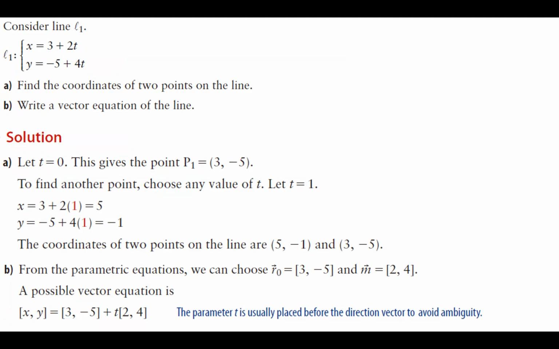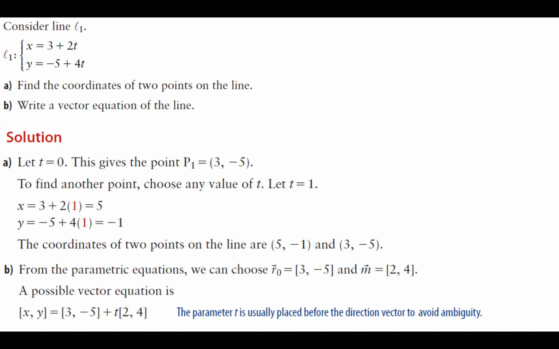Then to find another point, choose any value of t. So for example, we can let t equals 1, which is much easier to calculate the coordinates, right? And then x equals 3 plus 2 times 1, which is 5. Y equals -5 plus 4 times 1, which gives us -1. So the coordinates of the 2 points on the line are 5, -1, and 3, -5. That's the 2 points on the line. Of course, you might have different answers by letting t equals some other values, right? Any questions for question A?